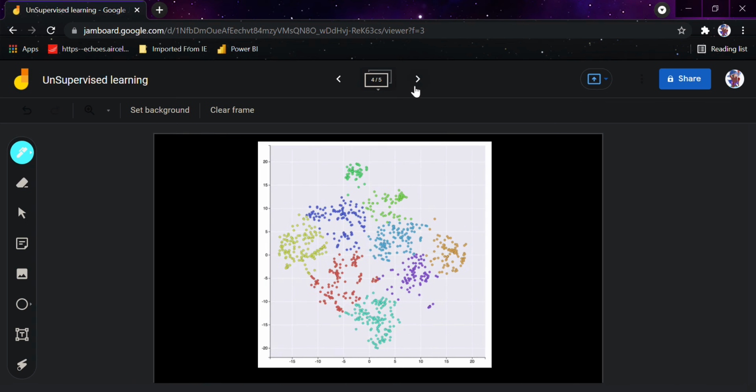So we will see another example. I'm sure from this example you will exactly get to know what unsupervised learning is. This is basically a visualization algorithm. These are good examples of unsupervised learning algorithms.